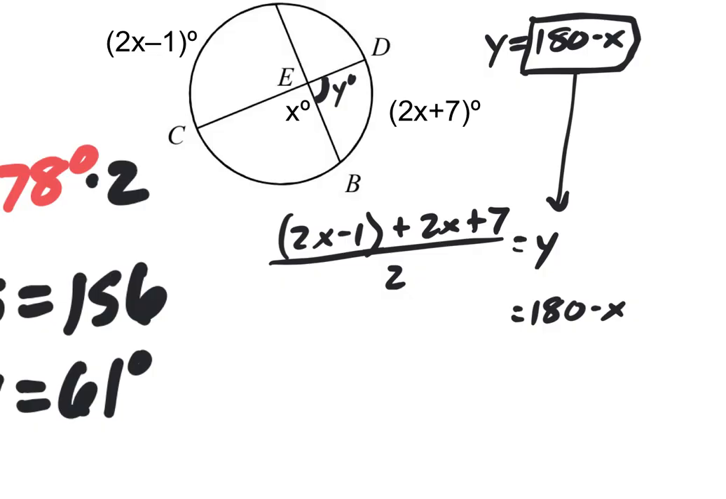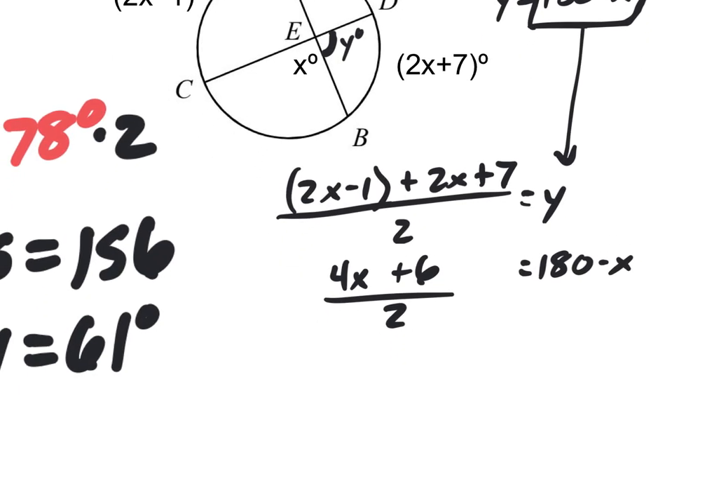On the left-hand side, what could I do to simplify this expression? Combine like terms, absolutely. So 2x and 2x make 4x. Negative 1 and 7 make 6, over 2.